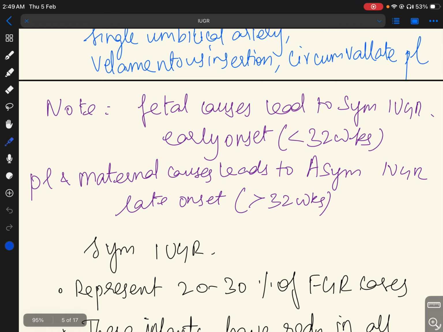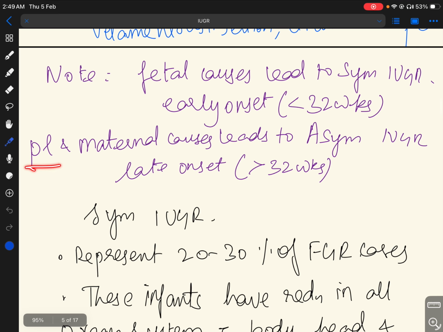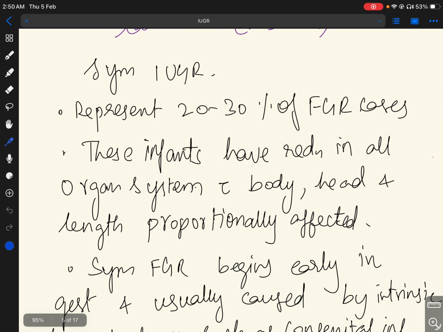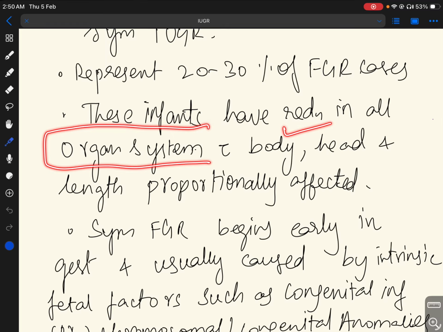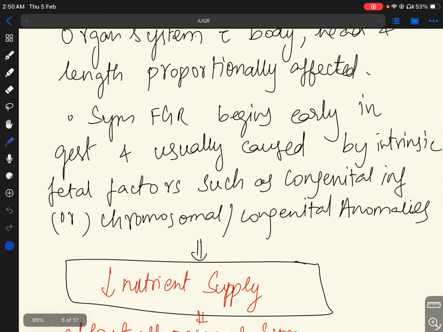Fetal causes lead to symmetrical IUGR, which is early in onset, that is less than 32 weeks, whereas placental and maternal causes lead to asymmetrical IUGR, which is late in onset, that is greater than 32 weeks. Coming to symmetrical IUGR, it represents a small proportion, that is 20 to 30% of fetal growth restriction cases. These infants have reduction in all organ systems, along with head, body, length, all proportionally affected.